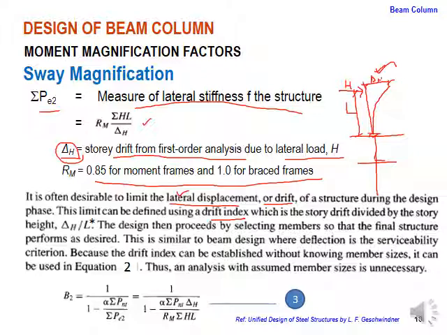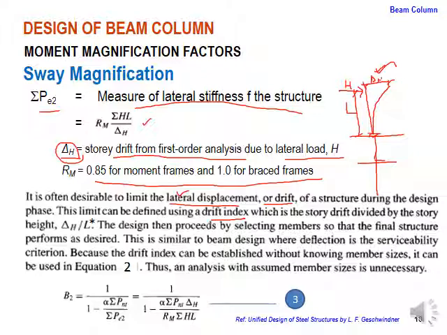The design then proceeds by selecting the members so that the final structure performs as desired. This is similar to the beam design where deflection is the serviceability criterion we use, because a drift index can be established without knowing the member sizes. So it can be used in equation number 2. Thus analysis with assumed member sizes is unnecessary.